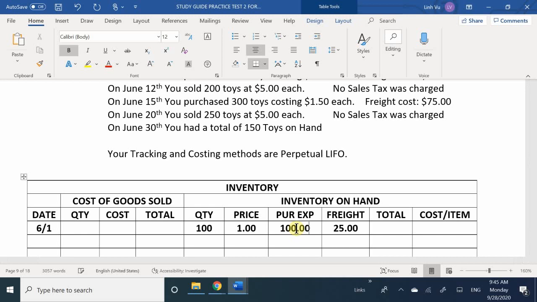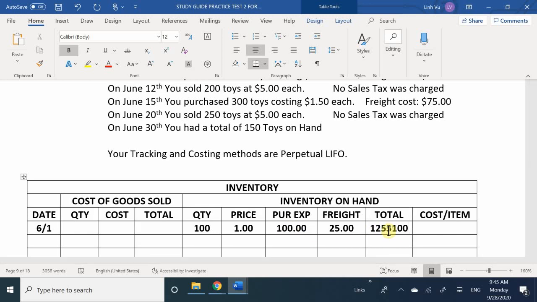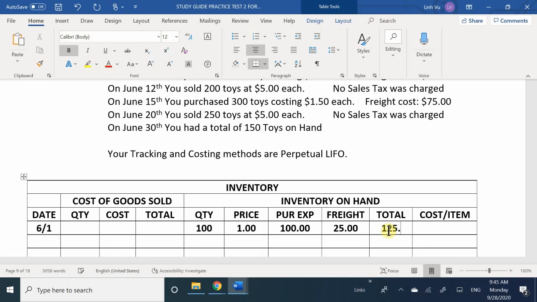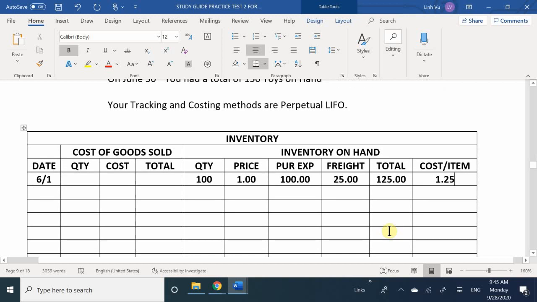100. Total. Good. And the cost per item is now $1.25. Of course, my table's smaller here, but when you guys get your actual inventory worksheet or utilize the inventory worksheet, it's going to be for the full table. Okay.